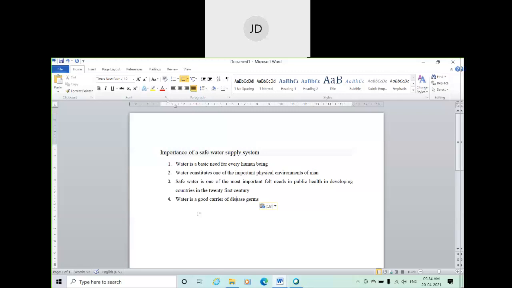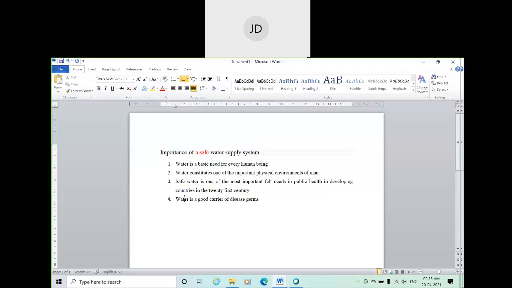Safe water is one of the most important needs in public health in developing countries in the 21st century. That means nowadays the water supply, especially safe water systems, is very important for public health development. And also, water is a good carrier of diseases and germs. That's why we have to concentrate on this term, safe. We need to provide not just water, we need to provide a safe water system.